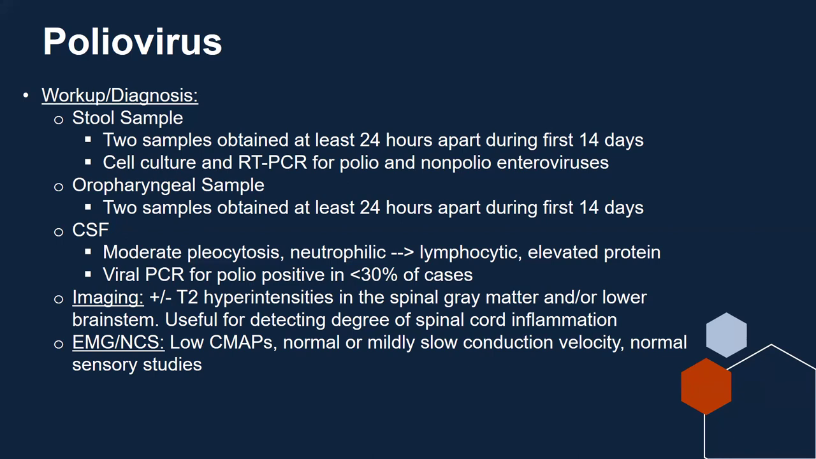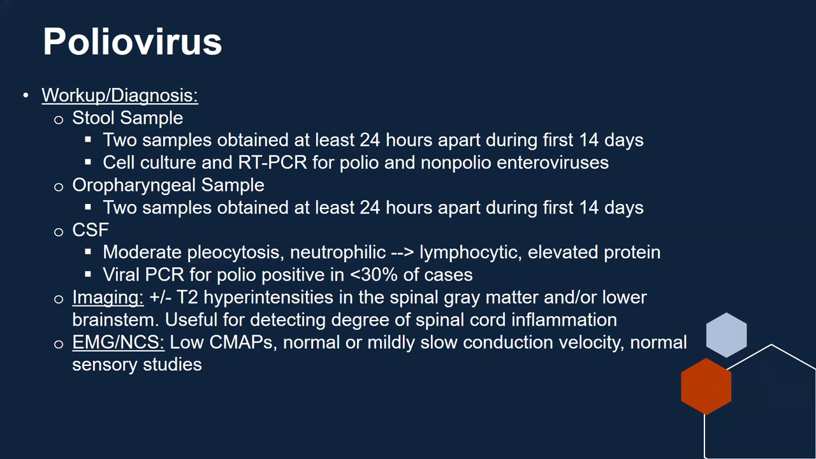And then in the CSF, there's typically a neutrophilic pleocytosis that later shifts to a lymphocytic pleocytosis, and there's often elevated protein. Viral PCR for polio from the CSF can be sent, but it's positive in less than 30% of cases. And similar to the stool samples, there's also a recommendation that 2 samples from the oropharynx be obtained at least 24 hours apart in the first 14 days.